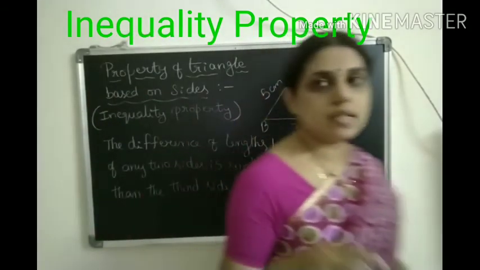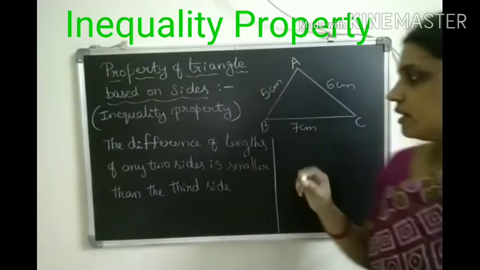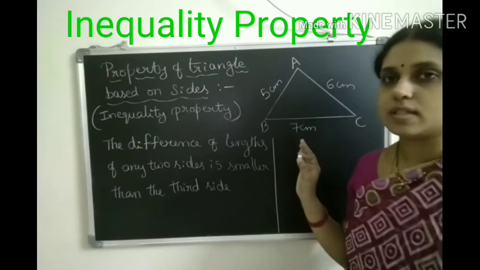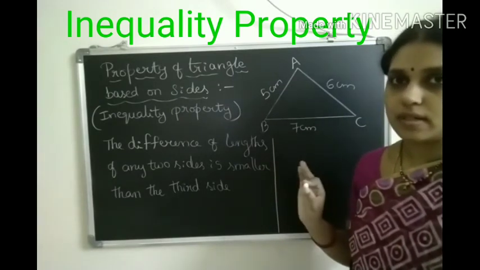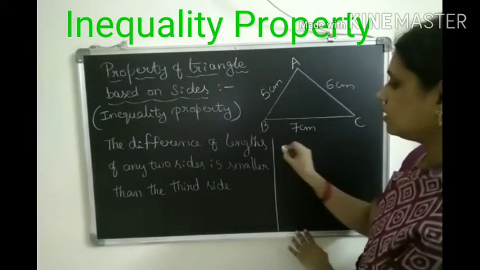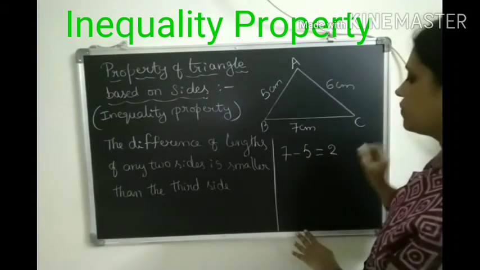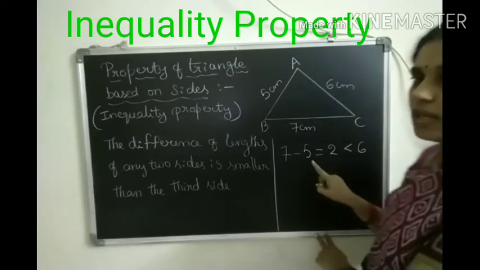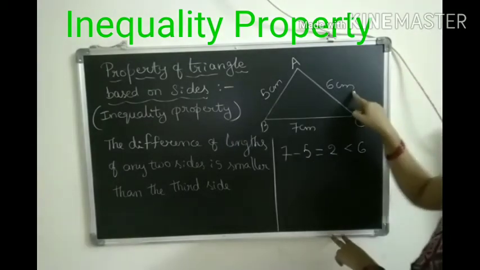Okay, so here the same triangle, 5 centimeters, 6 centimeters, 7 centimeters triangle, I have taken. Now let us find the difference. Whenever you are finding the difference in this particular case, you have to subtract the smaller one from the bigger side. So here I want to take 5 centimeters, 7 centimeters, then 7 minus 5 equal to 2. Is it less than 6 or not? The difference between the lengths of the two sides is smaller than the third side.